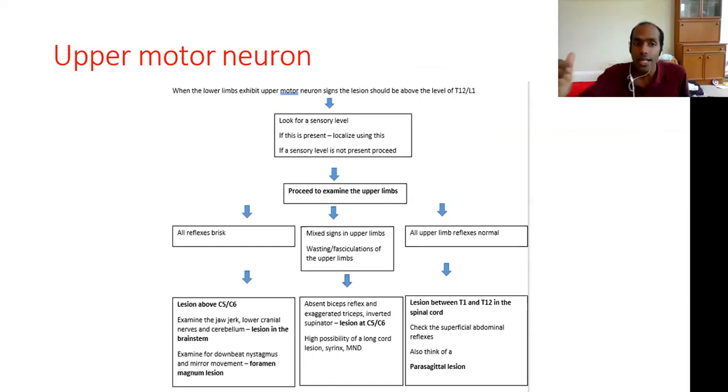The highest root that supplies the lower limbs is L1, so the lesion has to be above that to cause an upper motor neuron lesion. The brachial plexus outflow is not affected, so the lesion has to be below T1. So the lesion is in the spinal cord, T1 to L1.